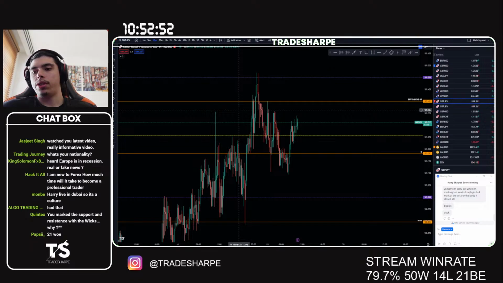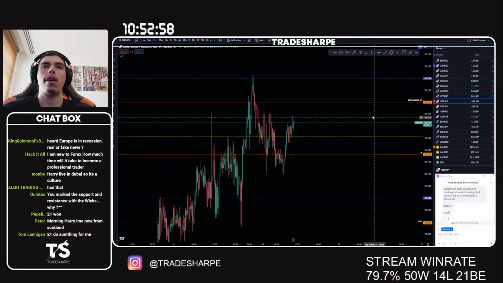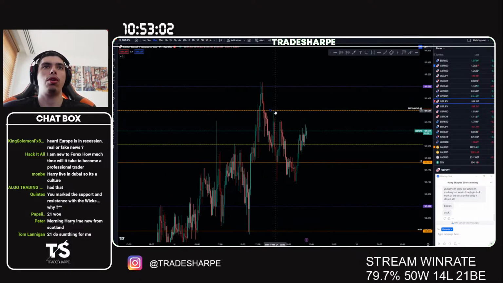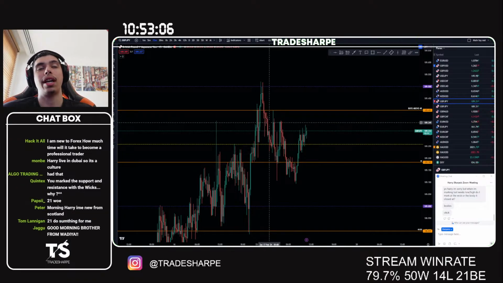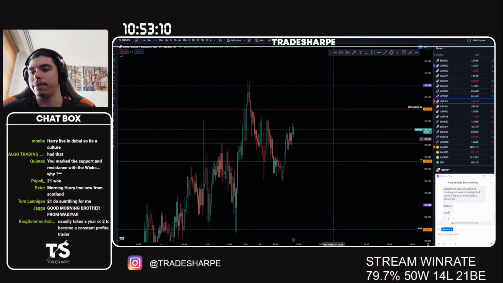You marked the support and resistance with wicks? No, I have not marked them with wicks. If you read this here, it says 4R. 4R stands for 4-hour resistance, which means that this is a 4-hour resistance, but on the lower time frame, it's been tapped as a wick. So actually, technically, guys, target has been tapped, if you look at that technically.